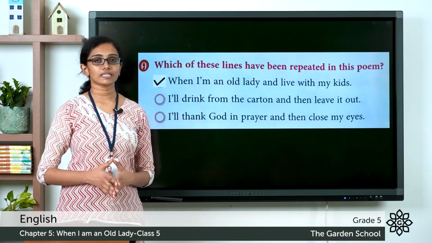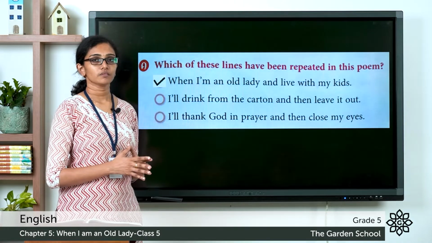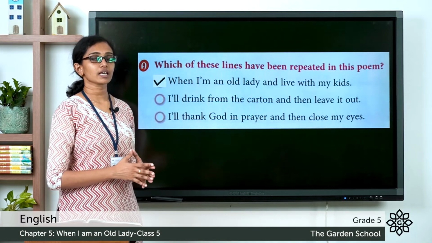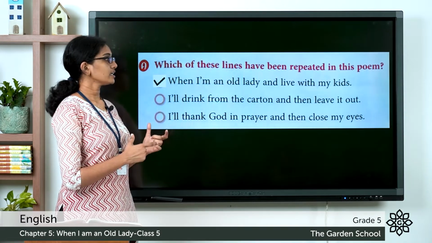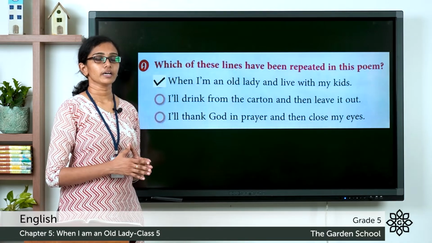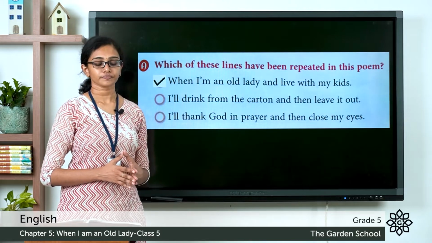It's given repeatedly. Why did the poet repeat the line in the poem? Why did the poet use a refrain here? This is to insist that this lady will do all the mischief that her kids did when they were growing up, and she'll do this when she turns old and goes to live with her children.